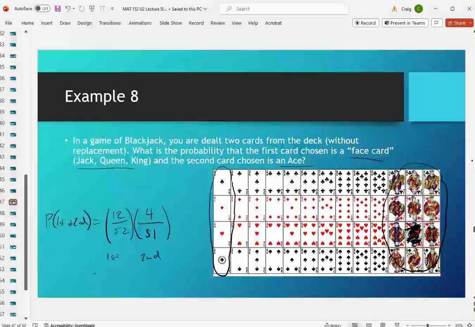And so if we want to calculate this probability, that's a little tougher to do than the other one. 12 divided by 52 times 4 divided by 51. If I could type this into the calculator correctly. 0.018, or about 1.8%.